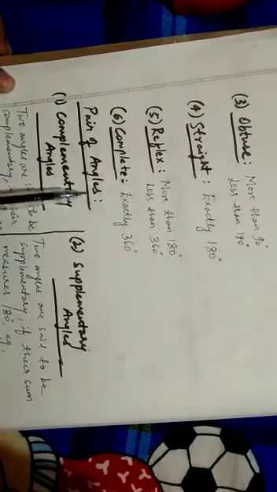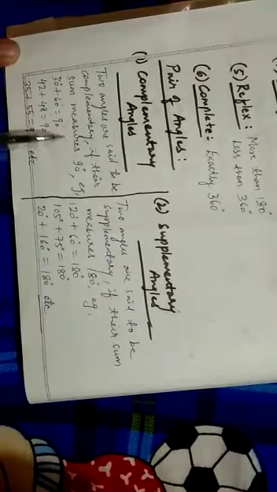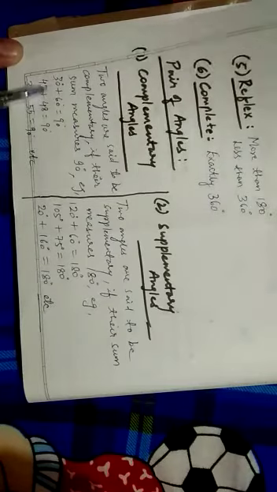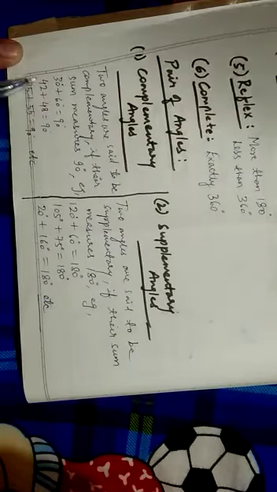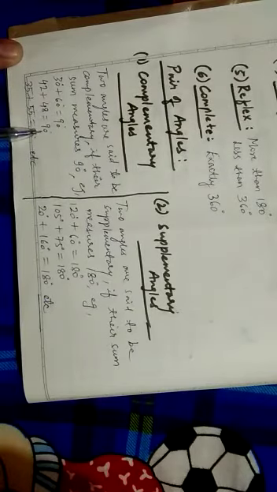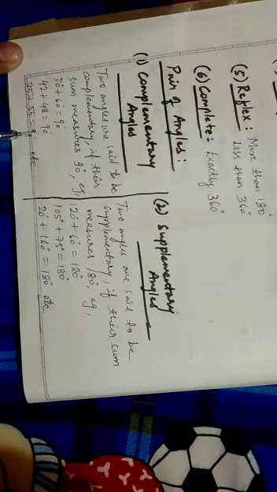Next is pair of angles. Complementary and supplementary angles. Difference between complementary and supplementary angles. Two angles are said to be complementary if their sum is 90 degree, and two angles are said to be supplementary if their sum is 180 degree. For example, two angles 30 and 60, their sum is 90, so these two angles are complementary angles. Two angles 42 and 48, their sum is 90 degree, these are complementary angles. 35, 55, their sum is 90, so these two angles are complementary.